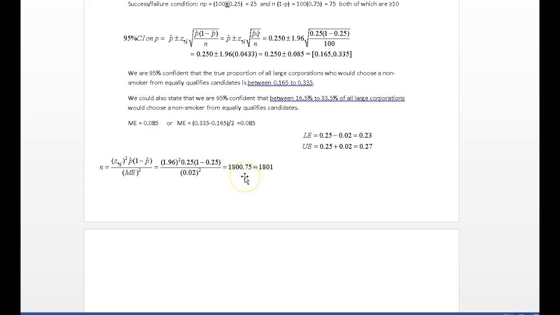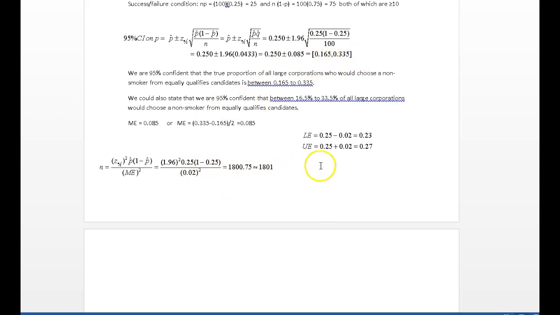Your calculator is going to give you 1800.75. You always have to round up to the next whole number, so you're going to have to survey 1,801 corporations in order to be 95% confident that your true proportion lies in whatever this interval is. And the width of the interval is going to be 0.02 times 2, which is 0.04. So this interval is going to be tighter than this interval up here.